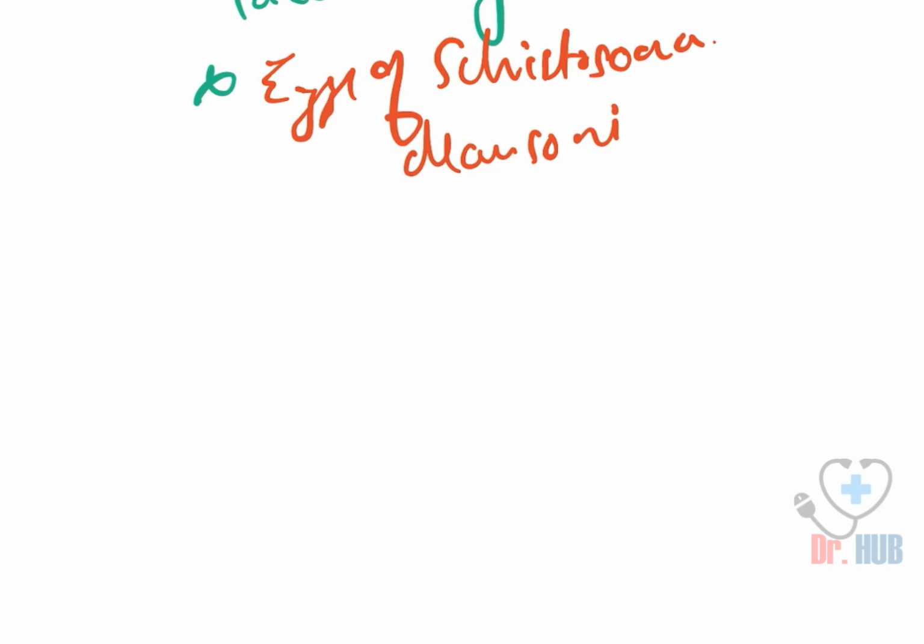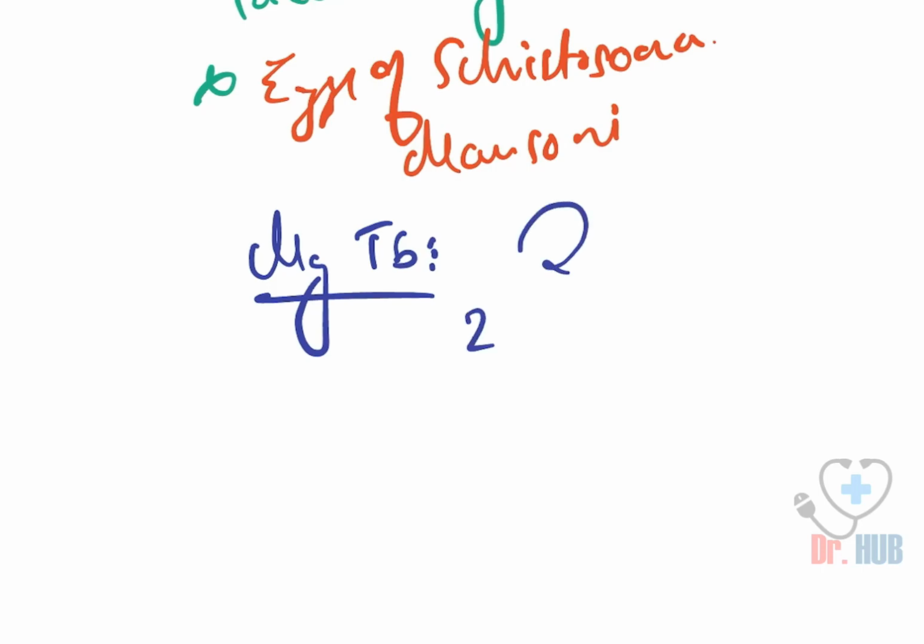Then we spoke about the next question: in case of Mycobacterium tuberculosis, what is the sulfuric acid required for decolorization? So this is about 25%.